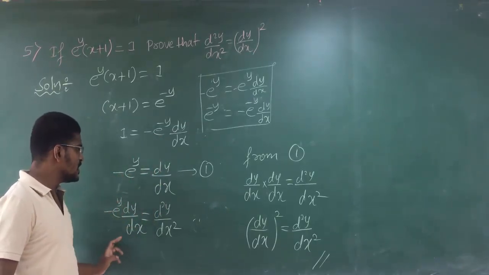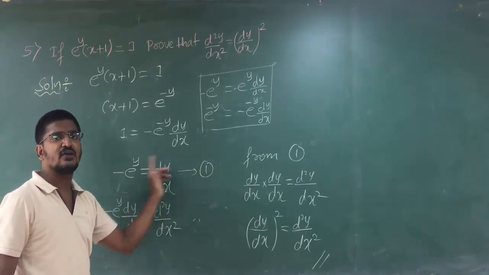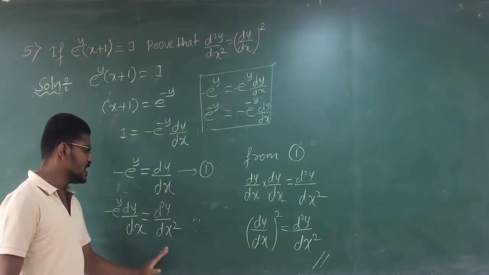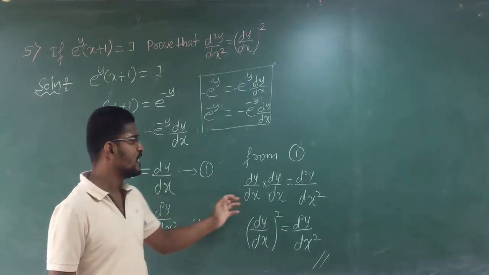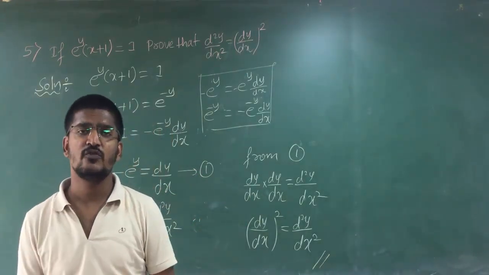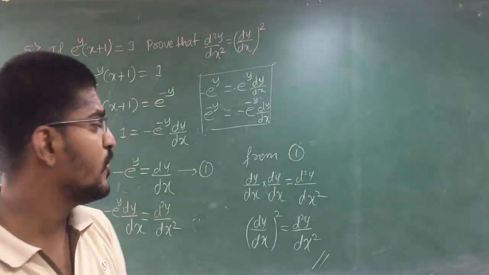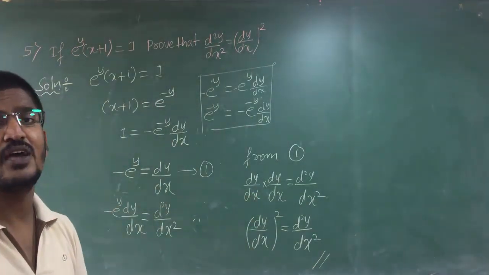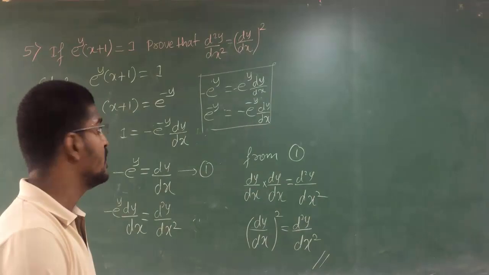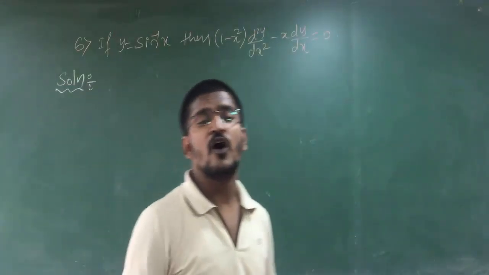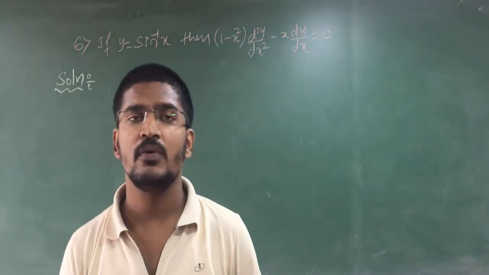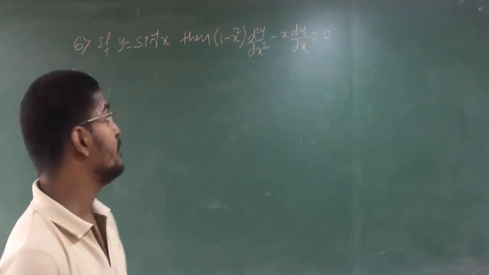By taking this, for equation 1, you differentiate again, you will get this term. From 1, you replace this term, e to the power of minus y, it will be dy by dx. So therefore, (dy by dx) whole square equal to d square y by dx square is your answer. Okay, students. Now let us go for the 6th problem. What is your 6th problem?